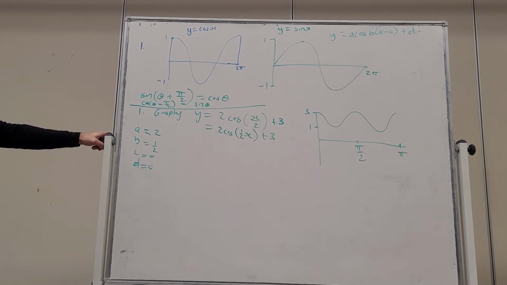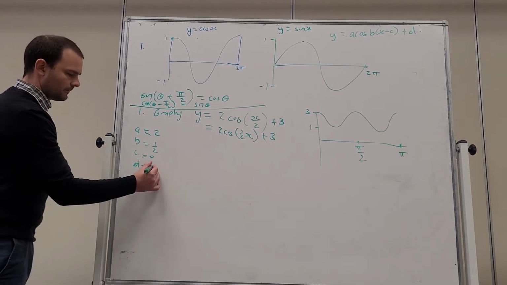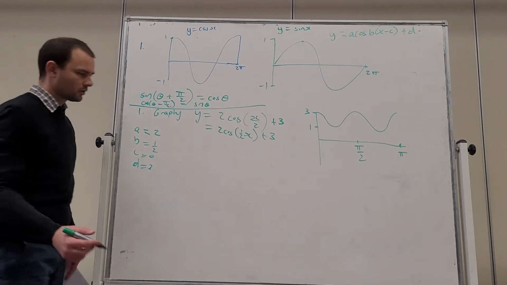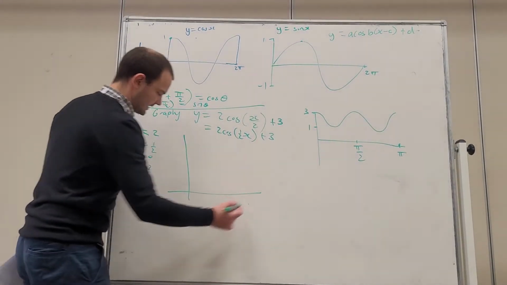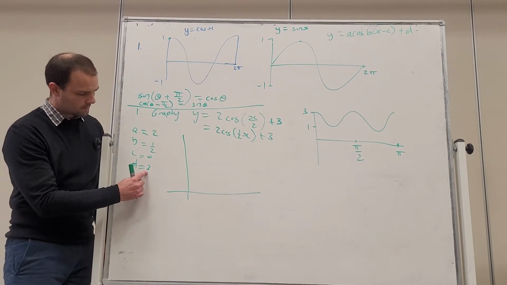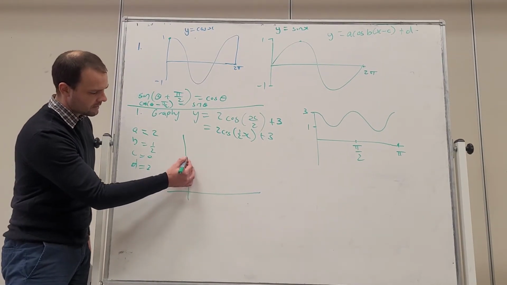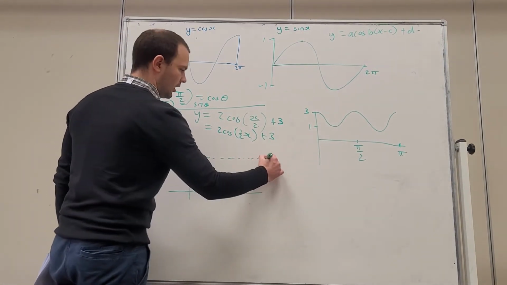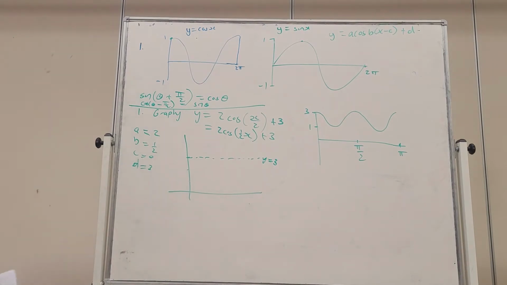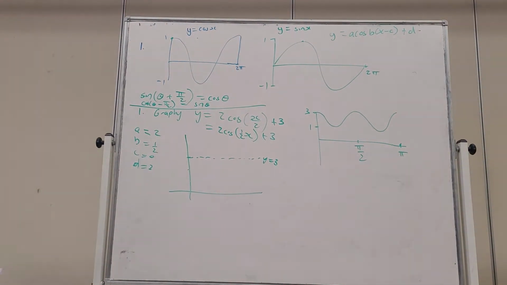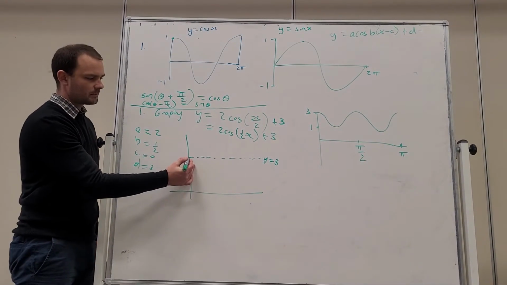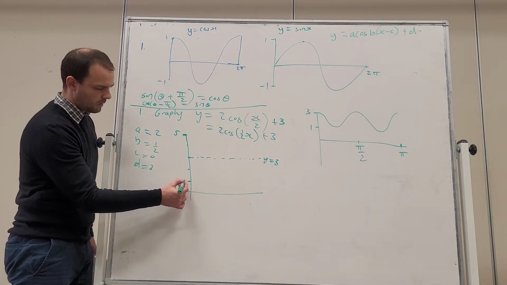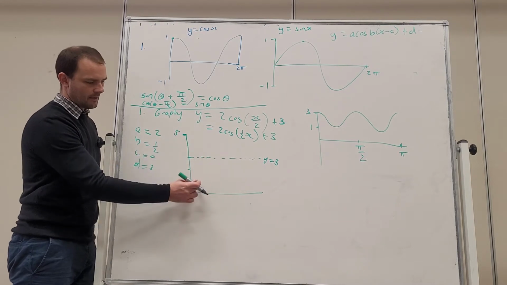Okay, amplitude of 2, vertical translation of 3. So when we're sketching these, a good way to start is draw our axes, and we've got a vertical displacement of 3, so that means we're up 3 units. That's the principal axis, and you can draw a dotted line there if you like. The equation of that line is y equals 3. And we have an amplitude of 2, so that means we're going up 2 units, 5, and down 2 units, 1. So that's going to be the peaks, and that's going to be the troughs.